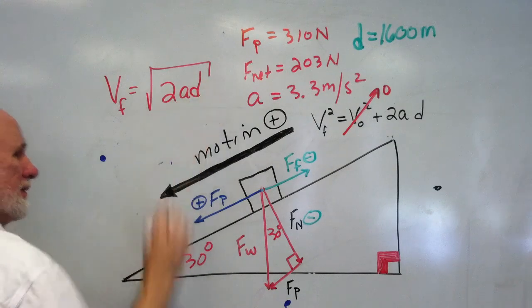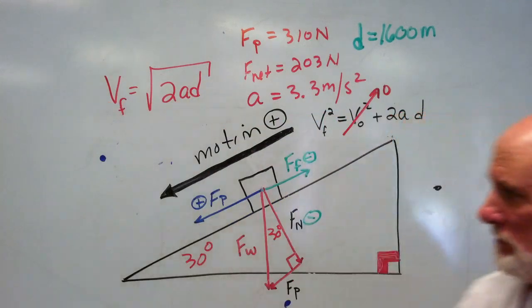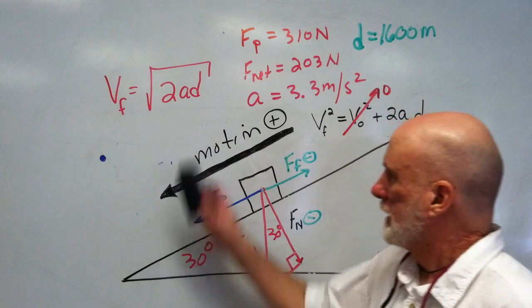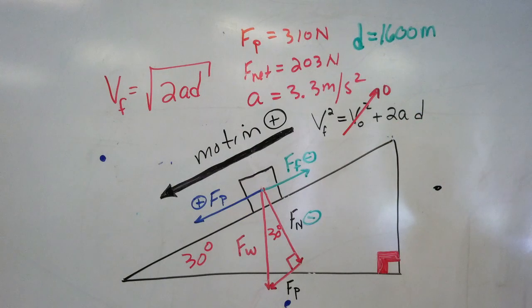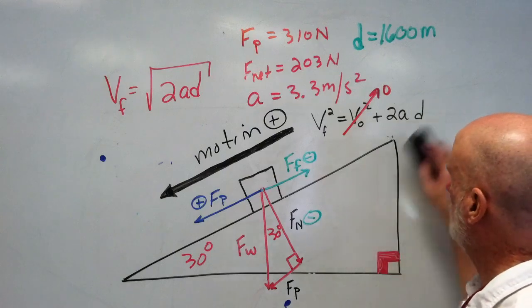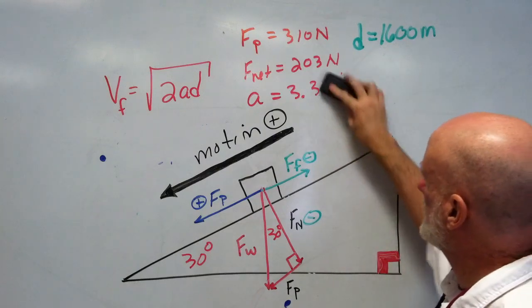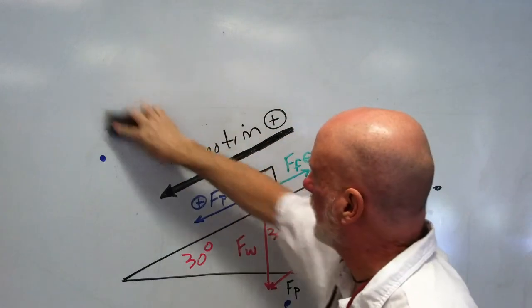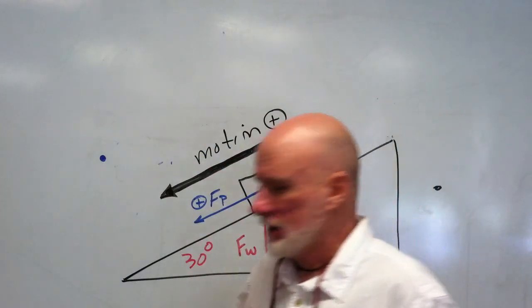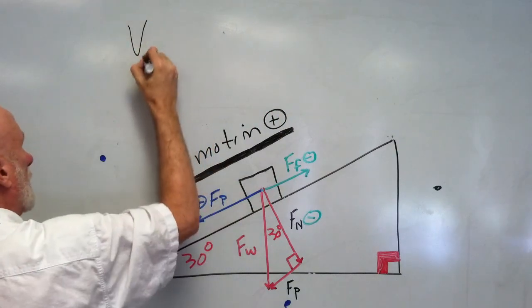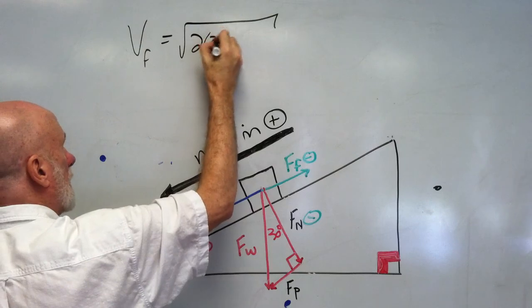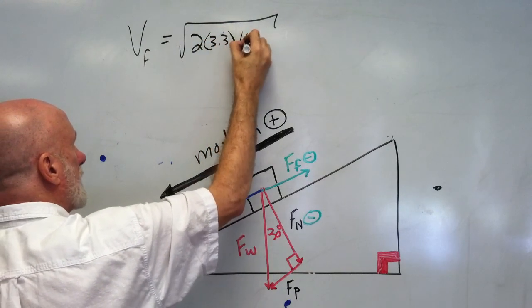Easy? Okay? Now, I'm going to calculate that. I'm going to erase all this other stuff. Can I do that? Yeah, you got this, right? I'm going to erase everything. All right, now, I want to calculate V final equals the square root of 2 times 3.3 times 1,600.